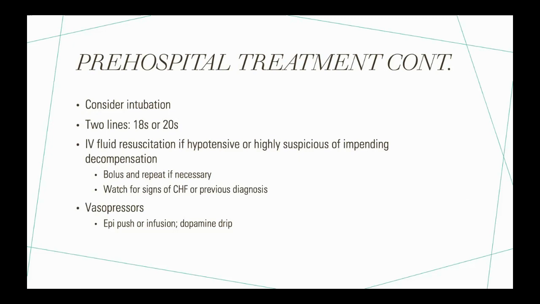Try to get at least 2 lines in if you can. The bigger the bore, the better for dumping fluid in if we need to. IV fluid resuscitation is going to be our first line treatment for hypotension. And even if they aren't hypotensive, we might want to give a bolus. A 250 bolus is recommended, even if they're normotensive and you suspect that this might be heading towards sepsis. So you want to get those IVs established, and you want to get a bolus in regardless.